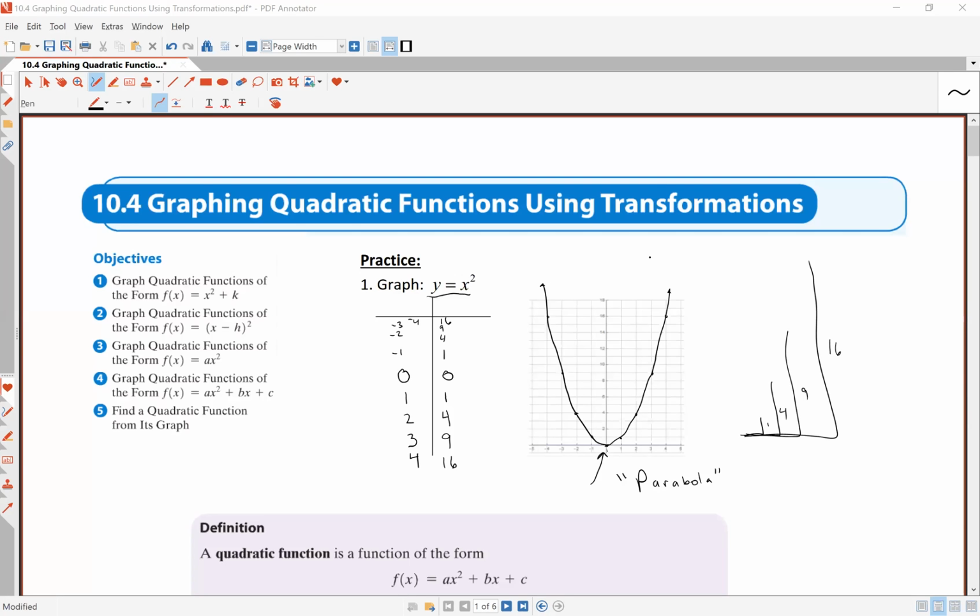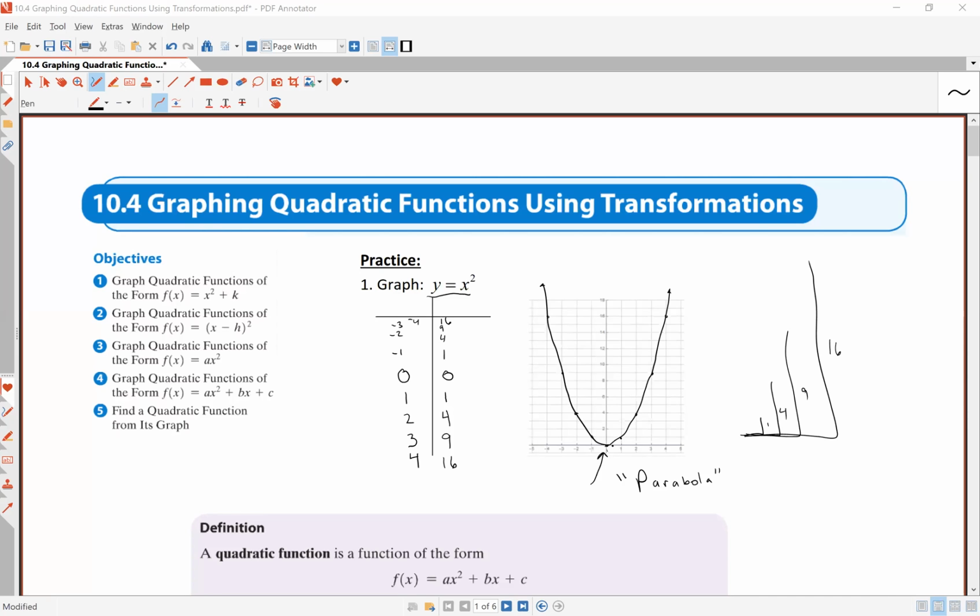This video covers section 10.4, graphing quadratic functions using transformations. Objective 3, graph quadratic functions of the form f of x equals ax squared. When graphing a times x squared, we're going to change the shape of the parabola.